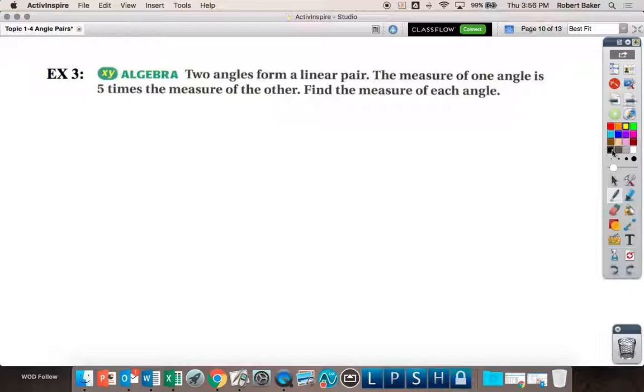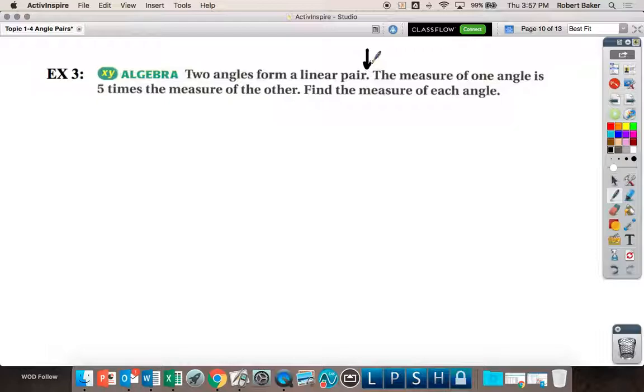Let me read this to you in my teacher voice. Example number 3, algebra. 2 angles form a linear pair. The measure of one angle is 5 times the measure of the other. Find the measure of each angle. Well, there's only one part that's geometry in this whole sentence. Linear pair. That's it. 2 angles also are a linear pair.